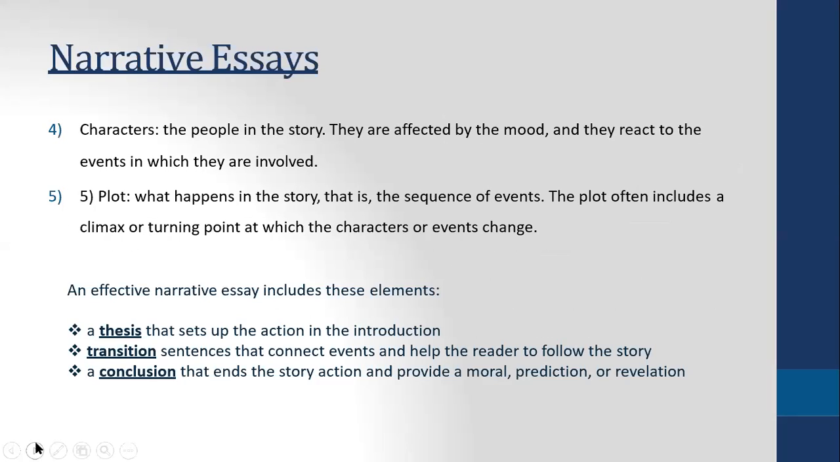All right. When you are writing a narrative essay, the characters, the people in the story, are affected by the mood and they react to the events in which they are involved. Then there is a plot, what happens in the story, and that is the sequence of events. The plot often includes a climax or a turning point at which the characters or events change. We have already talked about the five elements of a plot: conflict, rising action, climax, falling action, and resolution. So an effective narrative essay includes these elements.